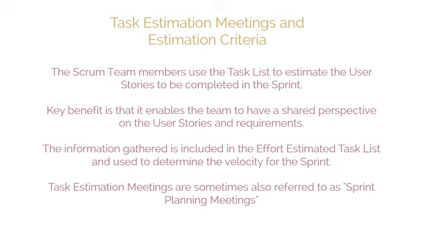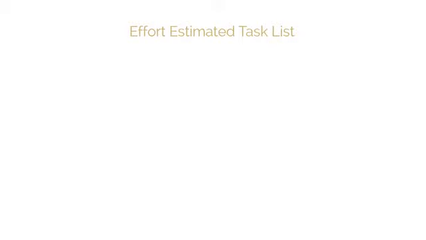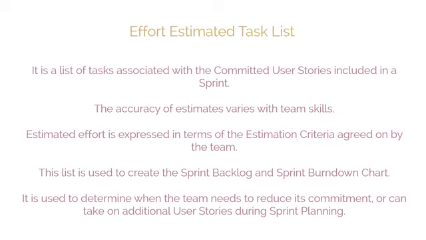The mandatory output of this process is Effort Estimated Task List. The Effort Estimated Task List is a list of tasks associated with the committed user stories included in a sprint. Typically, the accuracy of estimates varies with team skills. Estimated effort is expressed in terms of the estimation criteria agreed on by the team. The effort estimated task list is used by the Scrum team during sprint planning meetings to create the sprint backlog and sprint burndown chart. It is also used to determine when the team needs to reduce its commitment or can take on additional user stories during sprint planning.